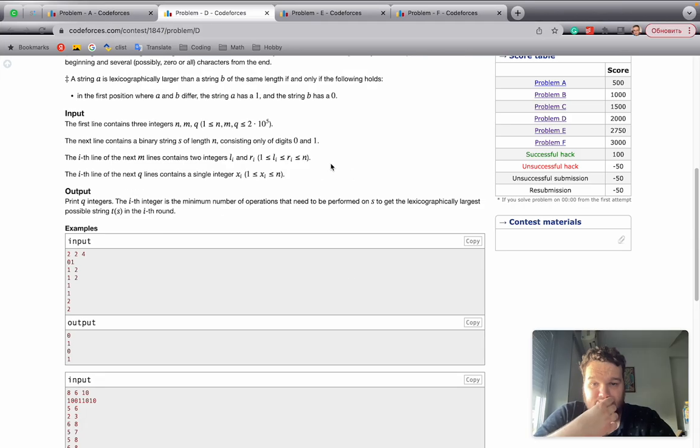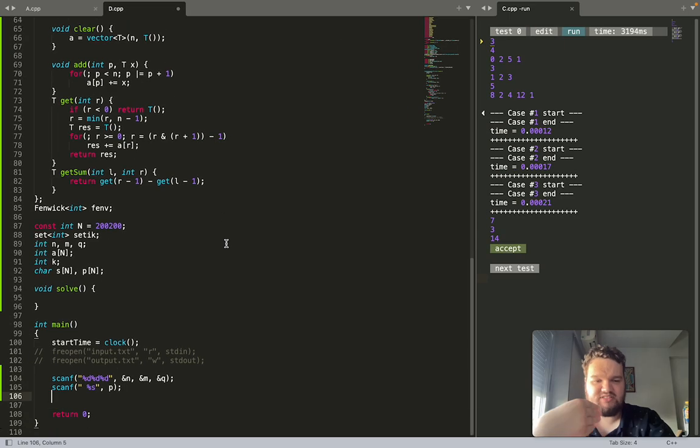So in the first part, we will read those m segments and construct the order.